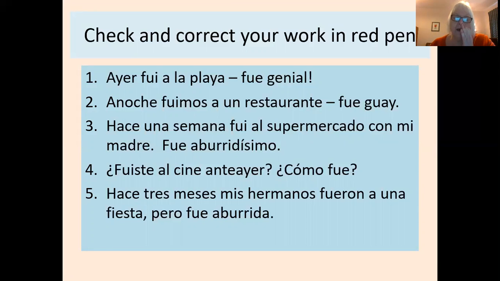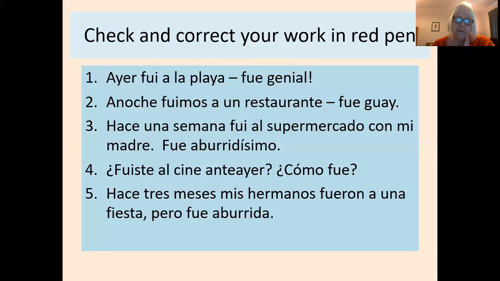And the last one, number 5, was 3 months ago. My brothers went to a party, but it was boring. And that should be hace 3 meses. Mis hermanos fueron a una fiesta, pero fue aburrida. It's aburrida there because it's talking about a party which was boring, which is feminine, una fiesta.